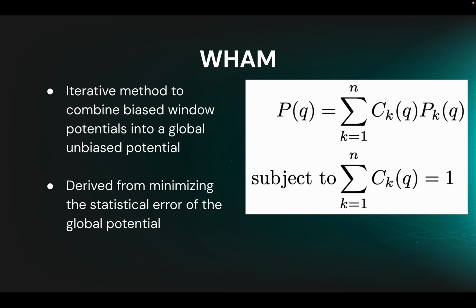To iteratively solve this in a more methodical way, we use the weighted histogram analysis method, which is an iterative method that combines our biased window potentials into one global unbiased potential. We can derive the equations by minimizing the statistical error of the global potential, but for the sake of time, we won't be doing that in this presentation. But the setup is essentially this. We want this global potential P of Q, and it comes from a weighting, so we have coefficients C_k, a weighting of each unbiased potential from the prior slide. And we're essentially doing a form of constrained optimization because we want all of the coefficients to add up to 1.